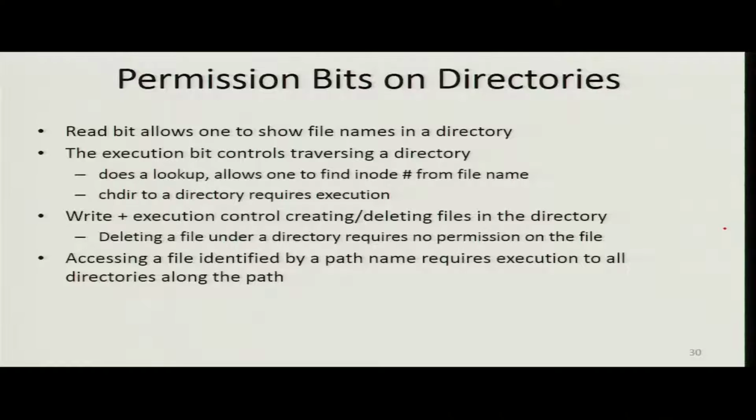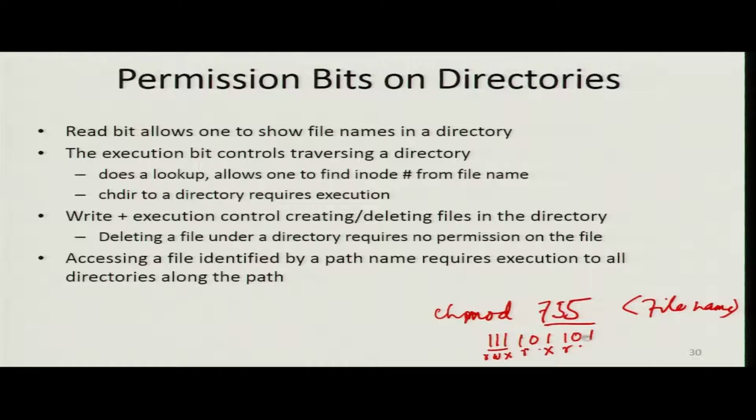So, for directories also these bits have importance. Normally you do something like this: you do change mode 755 file name. What that gives you is 111 for the owner: read, write, execute. 101 means that for the group it is read and no write, and execute, and same thing with the world: read, no write, execute. So, that is one way we set the bit pattern in octal in order to change a file's permissions.